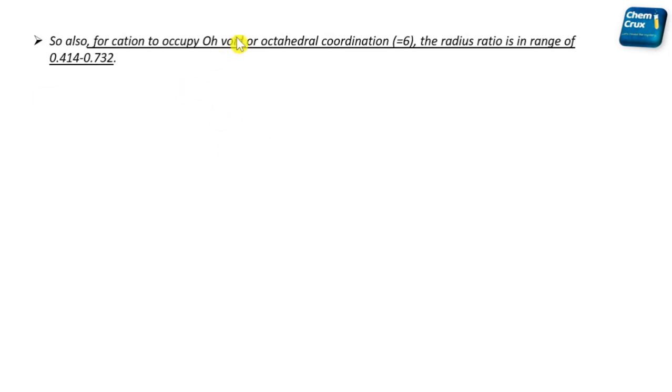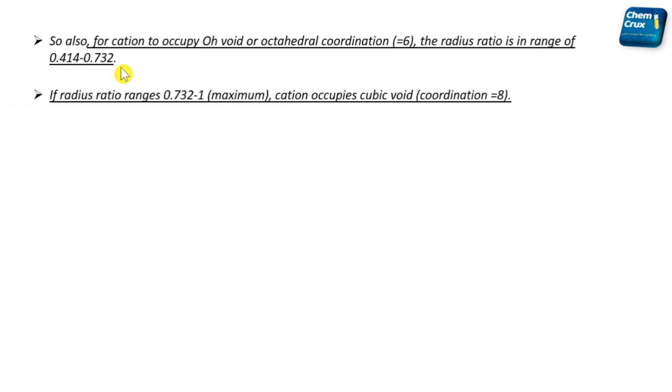So for cations to occupy an octahedral void whose coordination number is 6, the radius ratio must lie in the range 0.414 to 0.732. And if the radius ratio value lies above this range, then the cation occupies a cubic void whose coordination number is 8. Now here I have shown the formation of a cubic void.